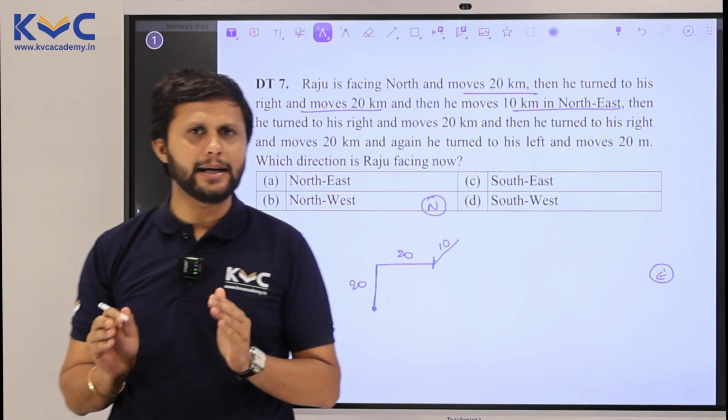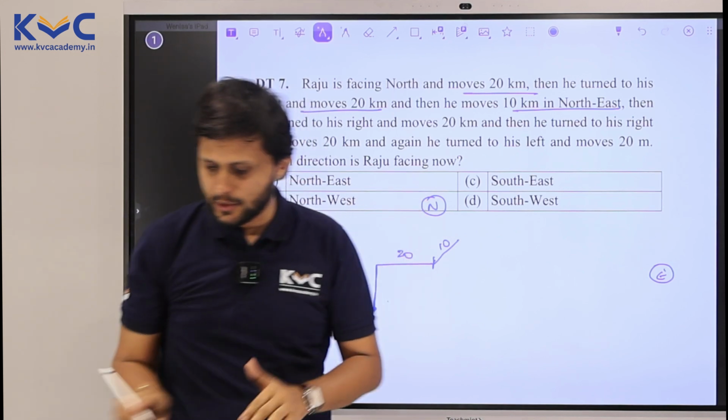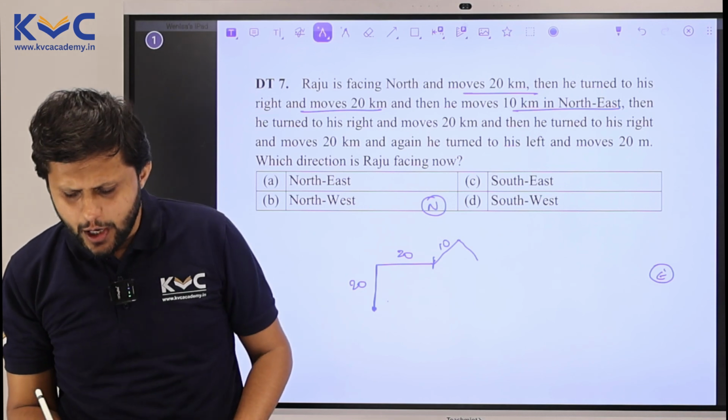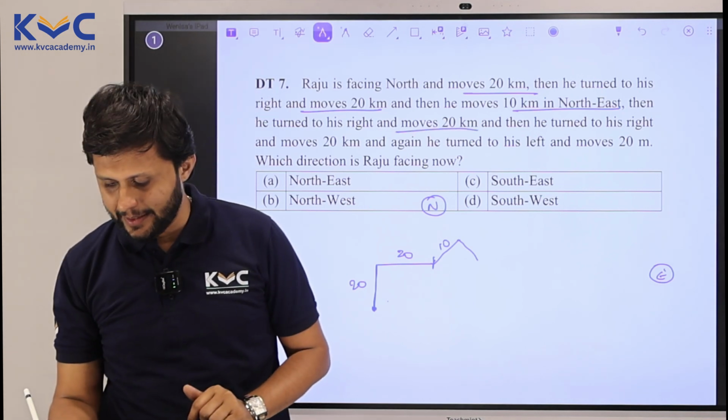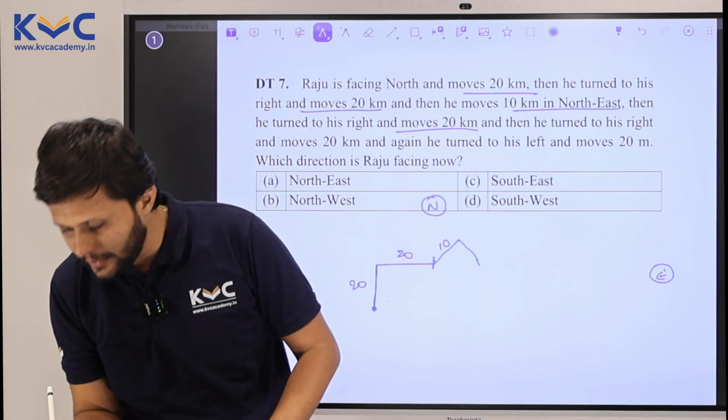Then he turned to his right. So he was going this way and he has to turn right. So he'll be going towards this direction. How much is that? He moves 20 kilometers. So this will be 10. See over here, from here to here it is 10. So here to here also will be 10. He continues further.